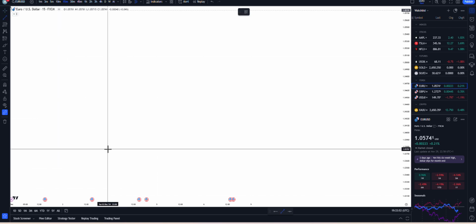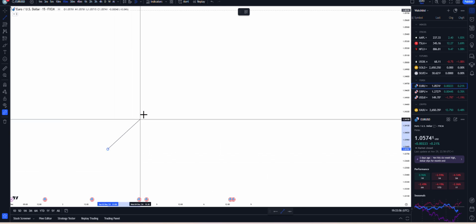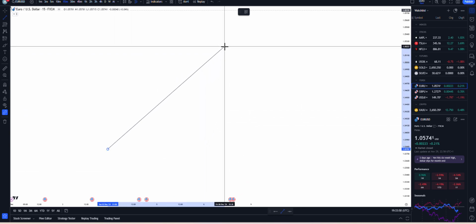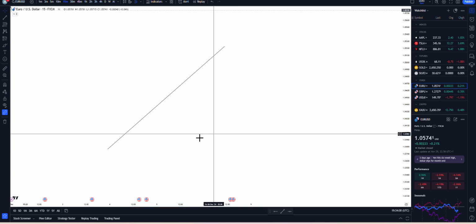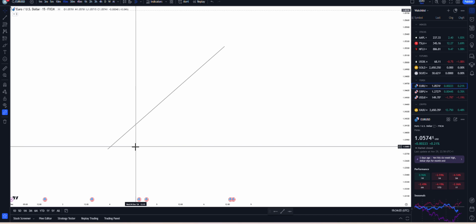This is how you draw it. You can place it anywhere on your chart and then move your mouse and then left click again, and that is it. That's where you get it from, and this is how you draw it.